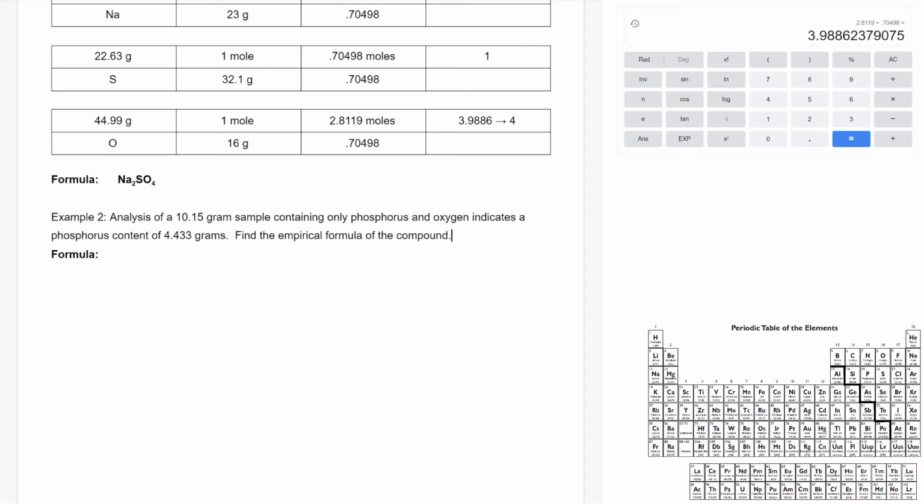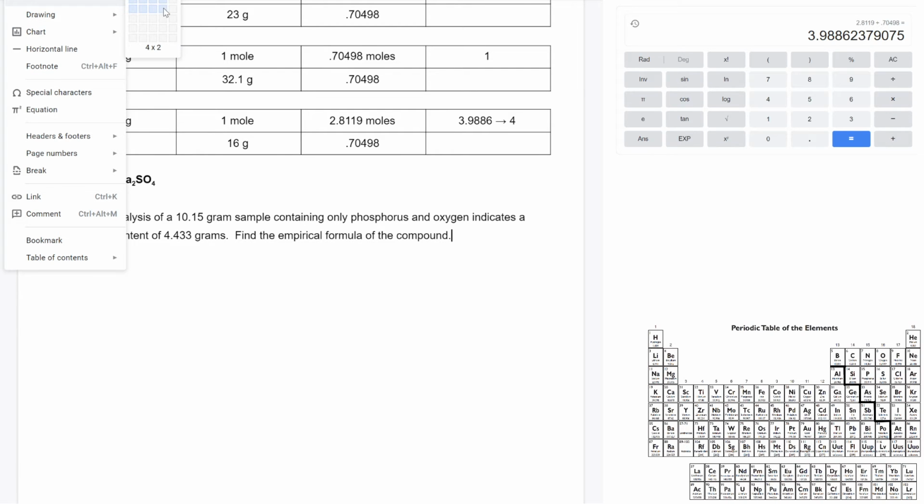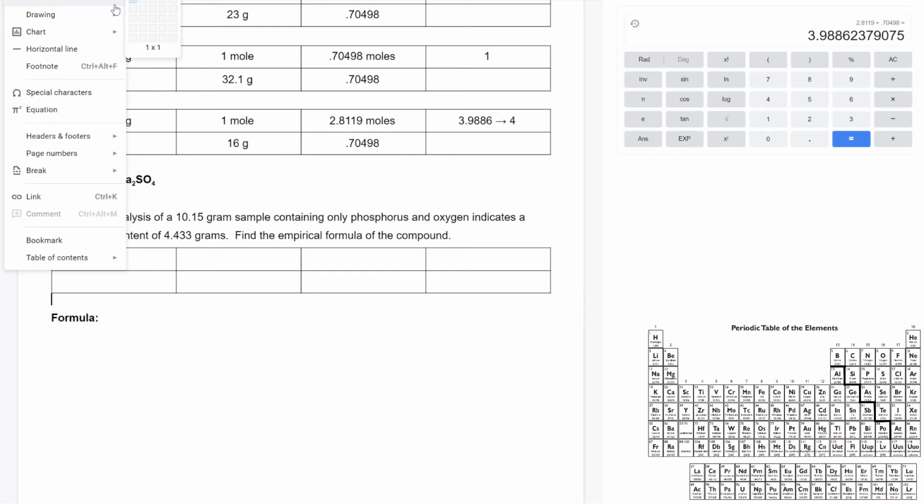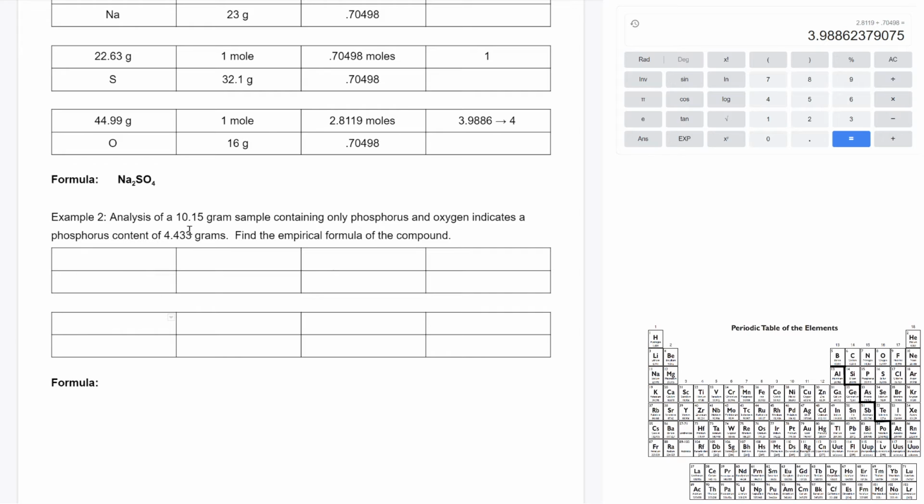One more example, which shows what to do in a slightly different situation. It's going to start the same. We'll insert, this time, only 2 tables, because the problem says containing only phosphorus and oxygen, so just 2 elements. I'll identify the boxes P and O. Here we won't need to change any percentages to grams. We're just outright given grams.